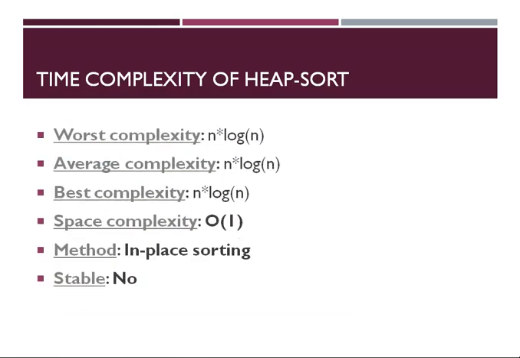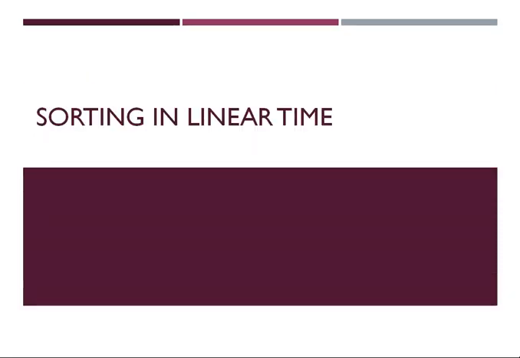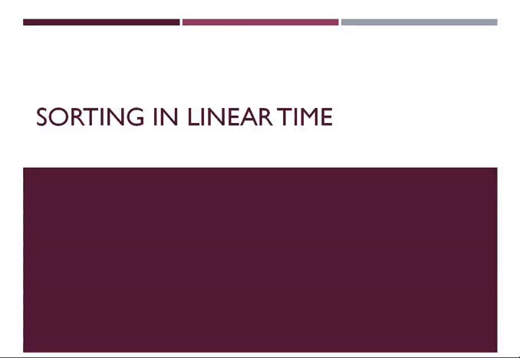Now the time complexity for heap sort in the worst case, average case and best case is n log n, whereas the space complexity is O(1). This is also called an in-place sorting algorithm, whereas it is not considered a stable sorting algorithm. Let us move on to the next sorting techniques.